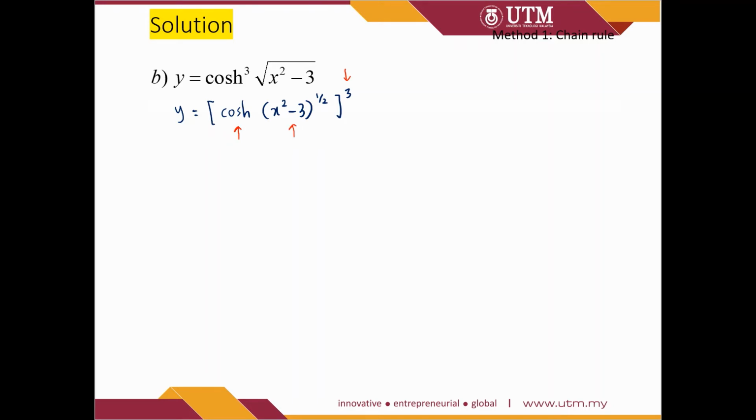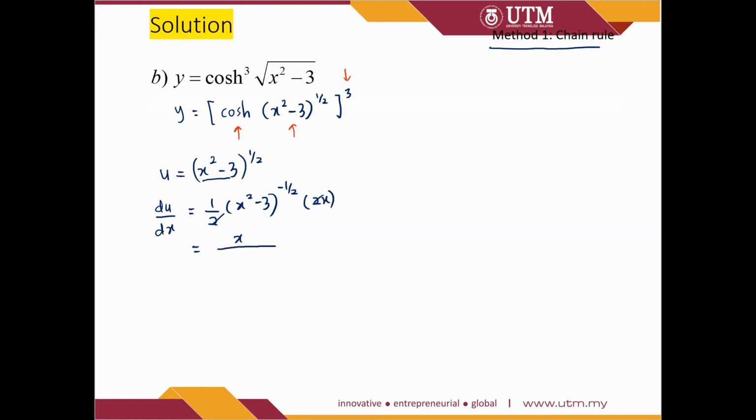Alright, so now using the chain rule, we denote the most inner function as u, which is (x squared minus 3) to the power of half. Then du over dx equals half times (x squared minus 3) to the power of negative half, and then you have to differentiate the inner function, which gives 2x. Simplifying this, you will get x over the square root of x squared minus 3.